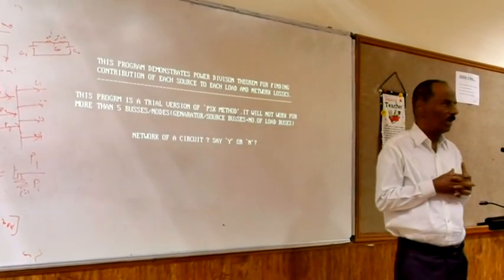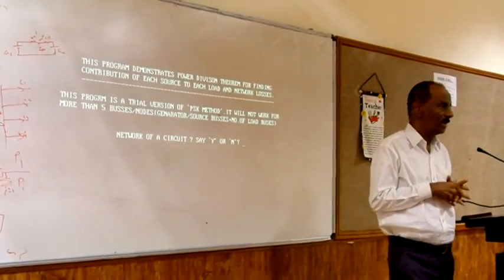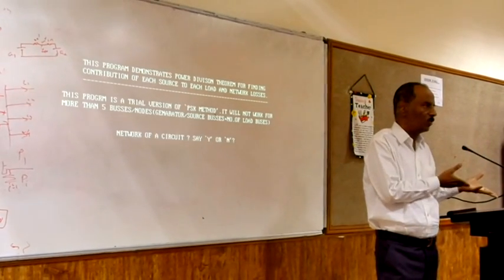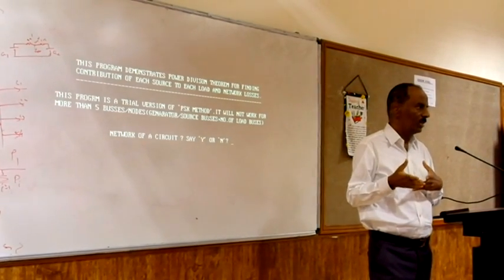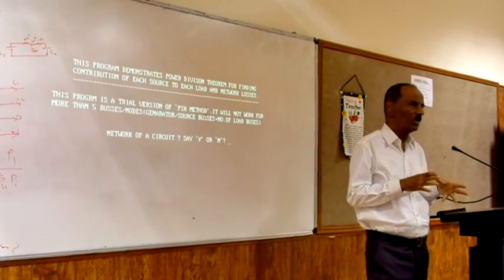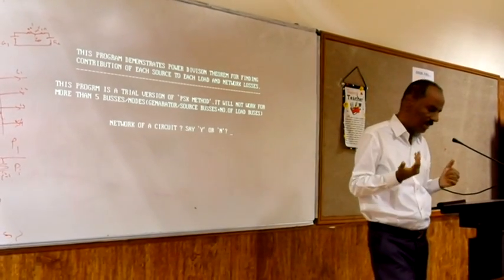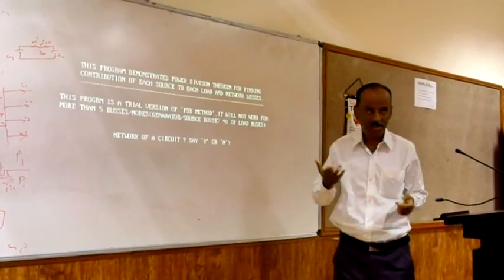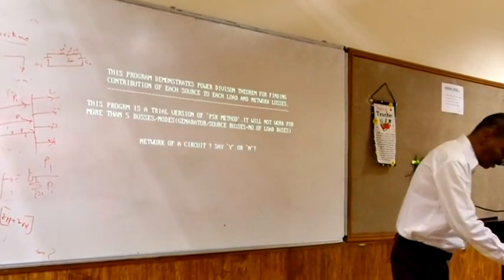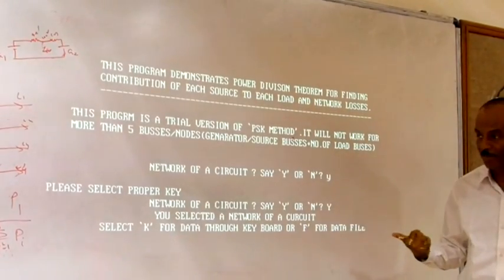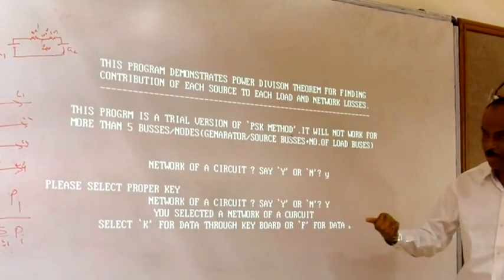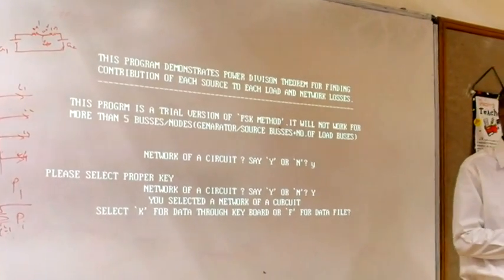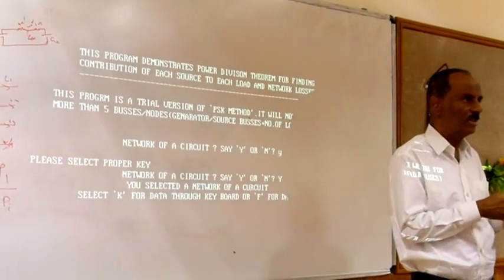You have to say whether it is a network. Network means it consists of sources as well as the loads only. Power system means you have to get generators. And I have taken this circuit. First I will take that circuit which I have. It asks whether you can fit it in a file or use the keyboard. Keyboard also you can use.